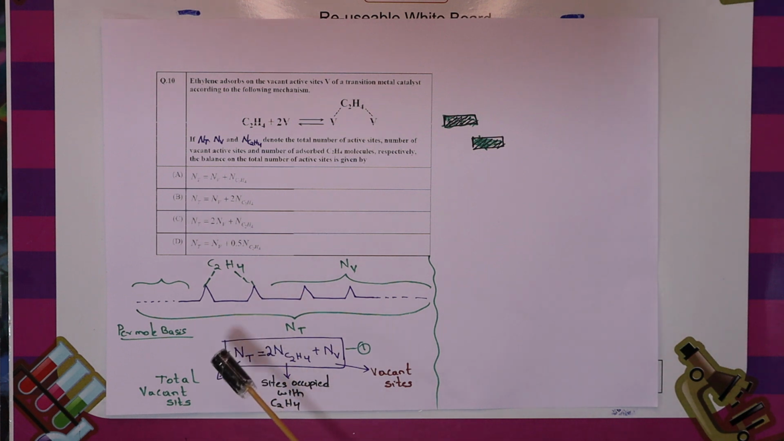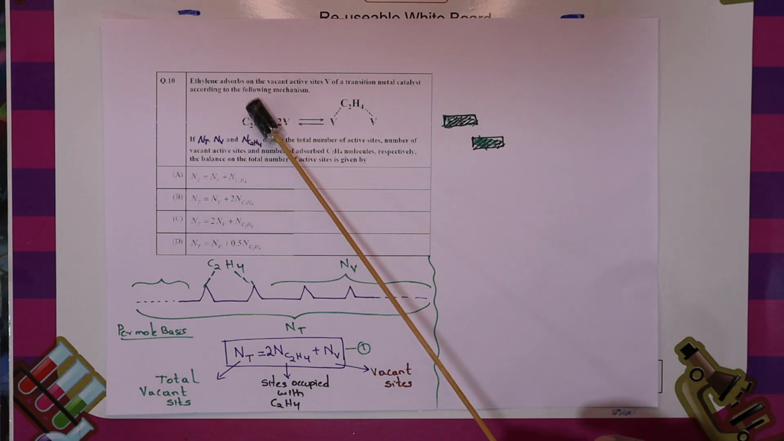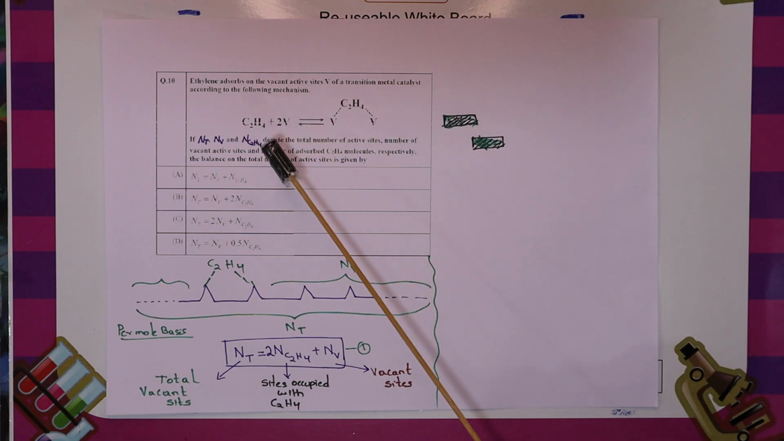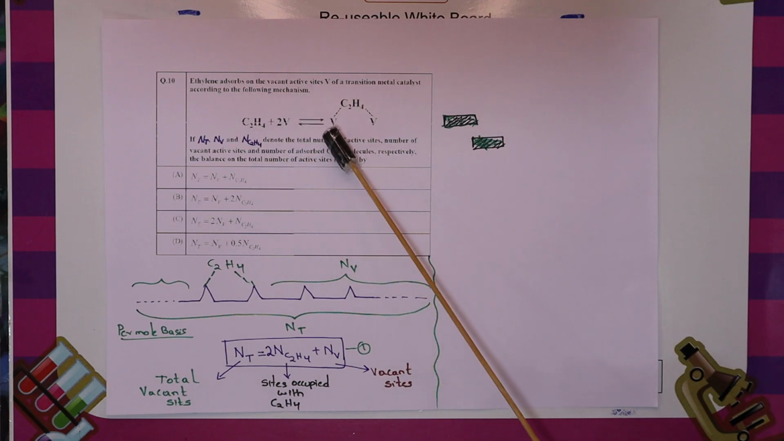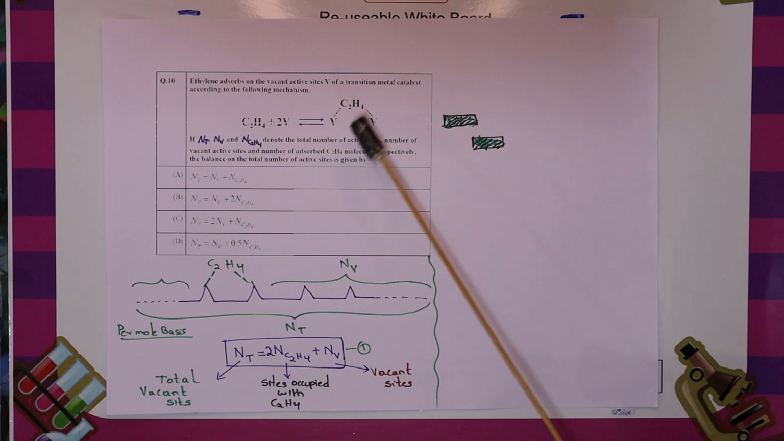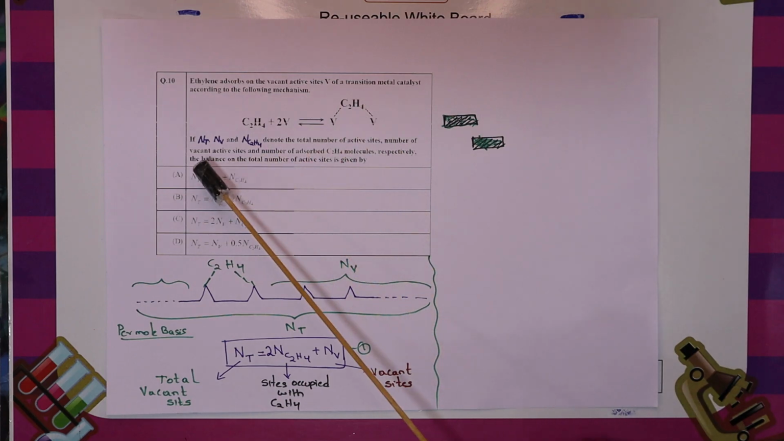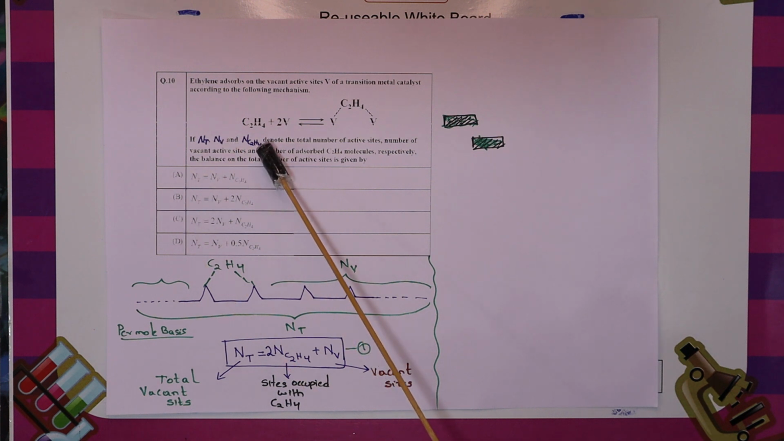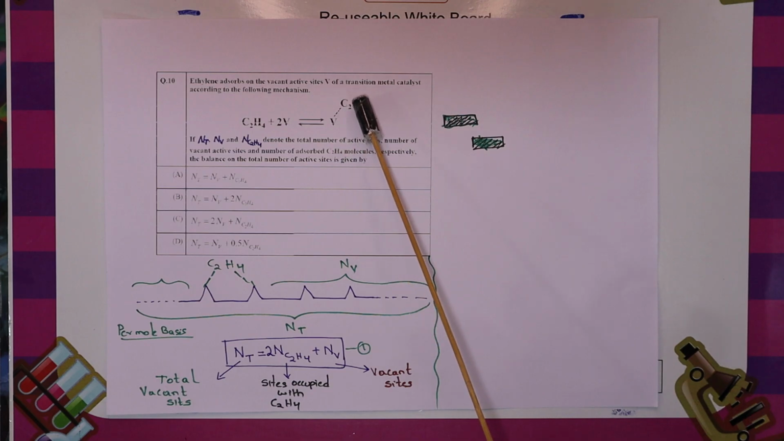Let us discuss GATE problems of chemical reaction engineering in the year 2021. In question 10, it is given that ethylene is adsorbed on the vacant sites of a transition metal according to the following mechanism: C2H4 plus 2 vacant sites gives rise to C2H4B and V. NT represents the total sites available on the catalyst, NV is the vacant sites available, and 2 is the number of sites adsorbed by the ethylene molecule.